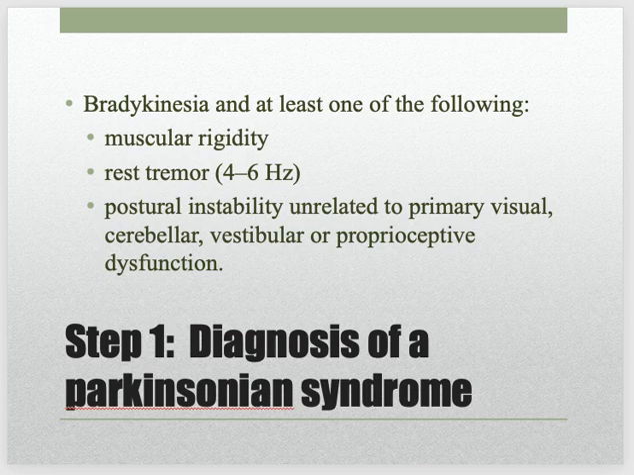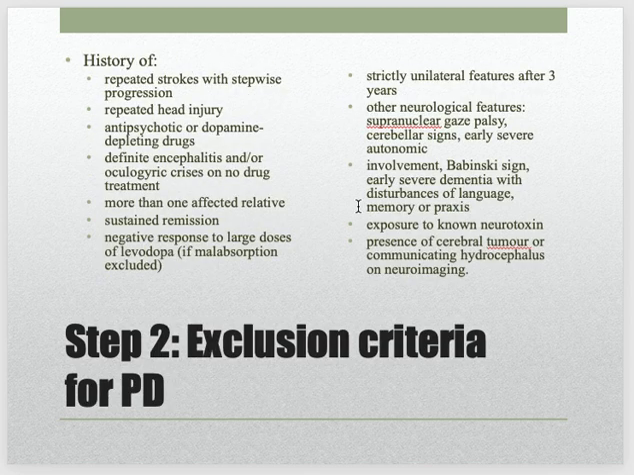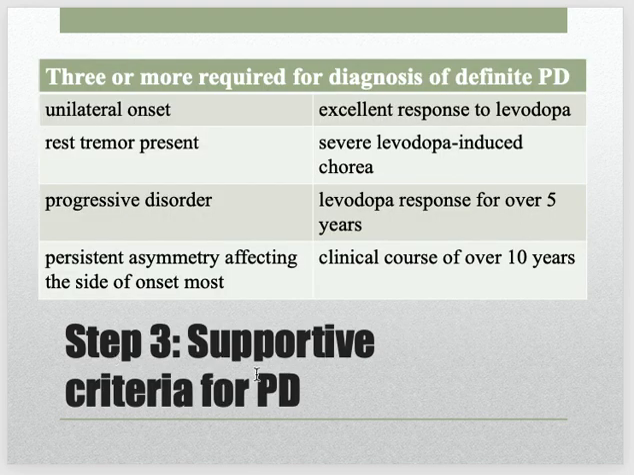Okay. Secondly, of course, we will take a detailed history to look for exclusion criteria for PD. For example, see if they are taking any antipsychotic drugs, if they have more than one affected relative, all these things. Of course, we are looking for any other cause, right? And step three is supportive criteria for PD. For example, any three or more are required for diagnosis of definite PD: unilateral onset, excellent response to levodopa, resting tremor present or severe levodopa-induced chorea, a progressive disorder, and persistent asymmetry affecting the site of onset.